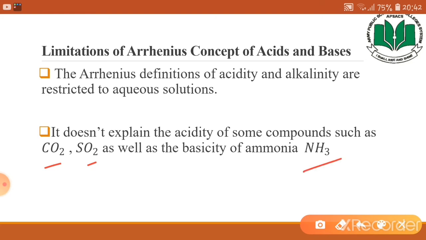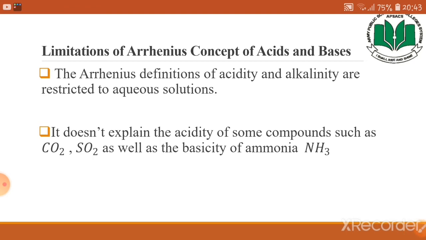Similarly, for ammonia, if we are considering it as a base, we cannot say that this ammonia will be generating hydroxide ion in the solution. But carbon dioxide and sulfur dioxide are considered as acid and the ammonia is considered as a base. So Arrhenius was unable to explain the acidity and basicity of these compounds. So these were the two limitations of the Arrhenius concept.